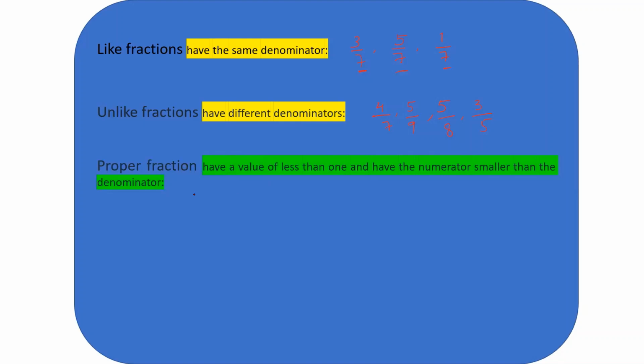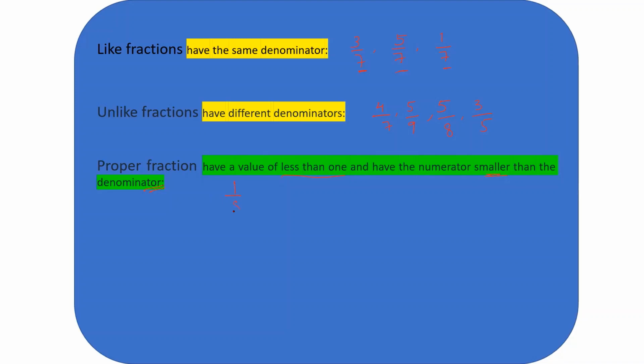The proper fraction. A proper fraction has a value of less than 1 and has the numerator smaller than the denominator. Now, how can we identify whether a fraction is a proper fraction or an improper fraction? The numerator is smaller than the denominator. Let's see the examples.